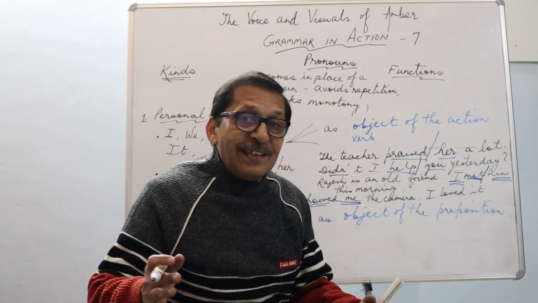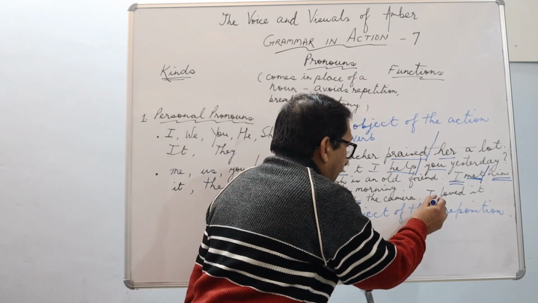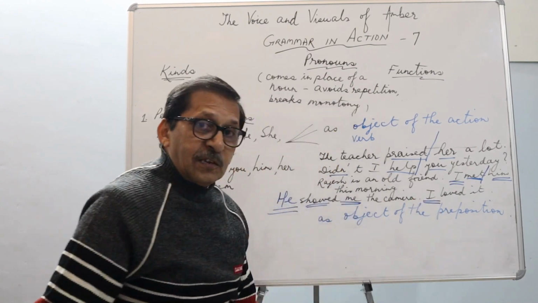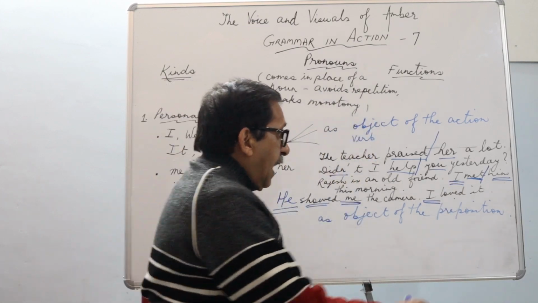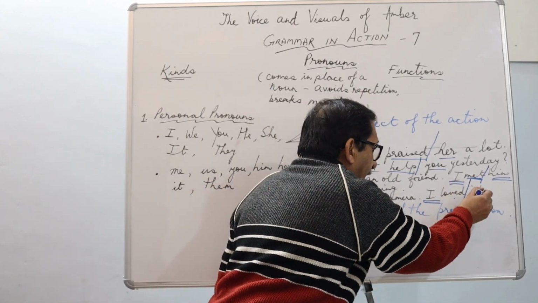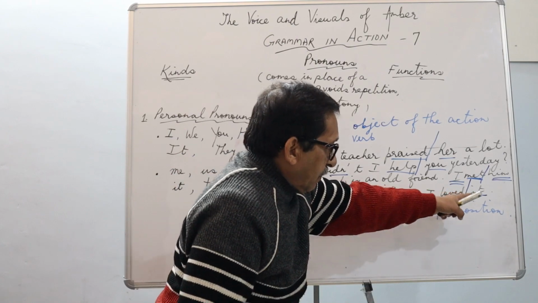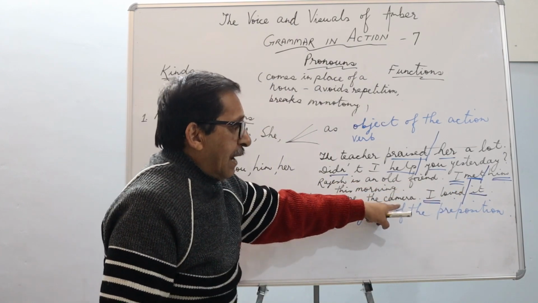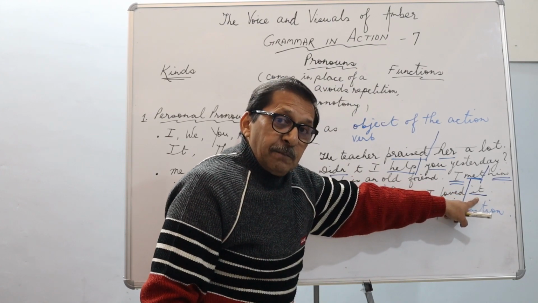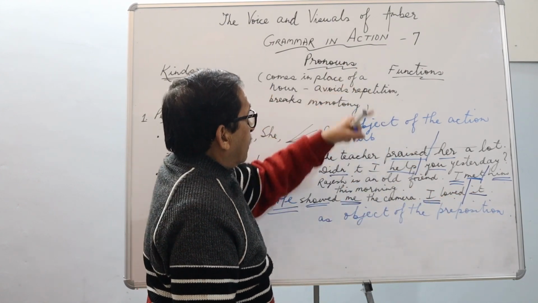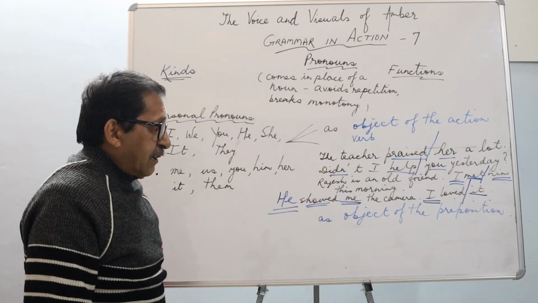I simply loved it. So I again is the subject of the sentence. Loved is the action verb, and I loved what? I loved it. It referring to the camera. So it is the personal pronoun acting as the object of the action verb.